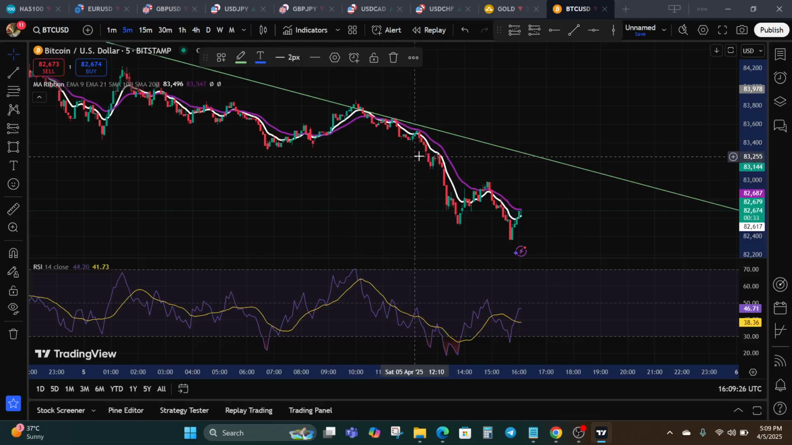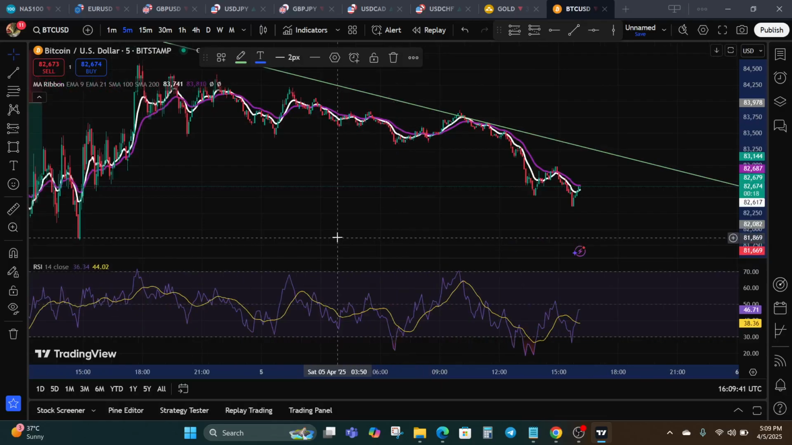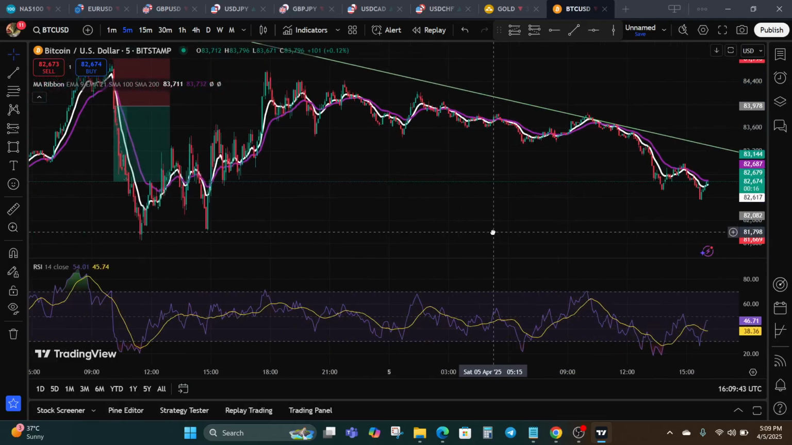By using the 9-period EMA and the 21-period EMA along with the RSI, you can effectively identify key entry and exit points in the crypto market. Remember, risk management is key, so always use stop losses and set target levels to protect your trades.